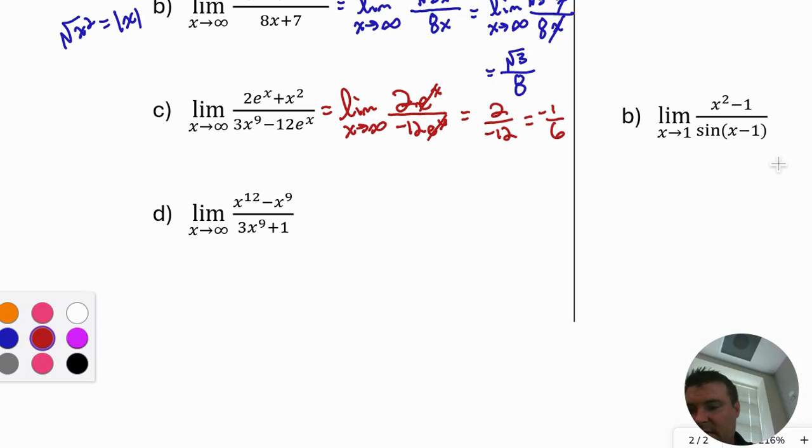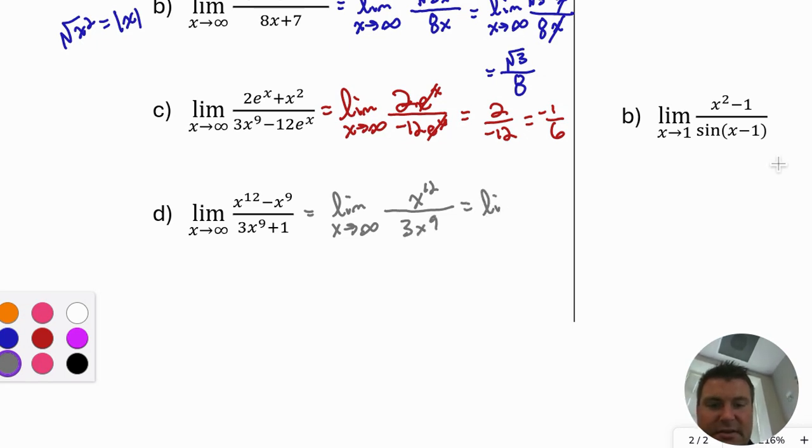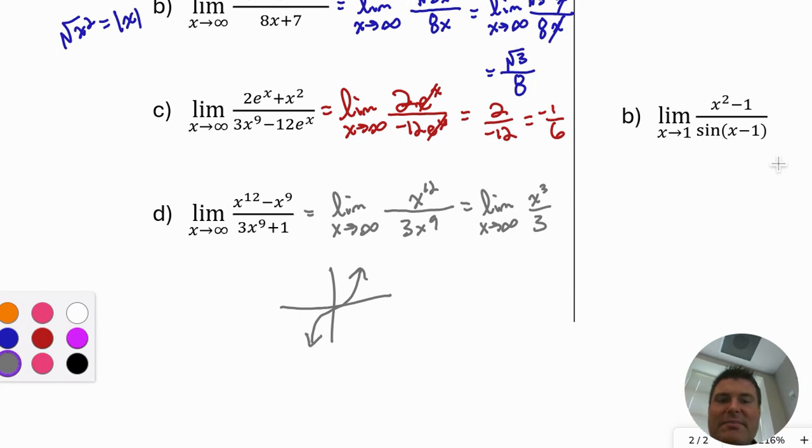Last one here. As I'm doing this problem, I notice the top here grows the fastest with the x to the 12th term, and the bottom here we have 3x to the 9th. Now if I do simplify this, I'm going to be left with x cubed on top over 3. Now if you know what x cubed looks like, our end behavior to the right is going to go to positive infinity.